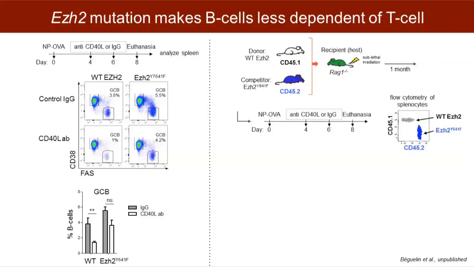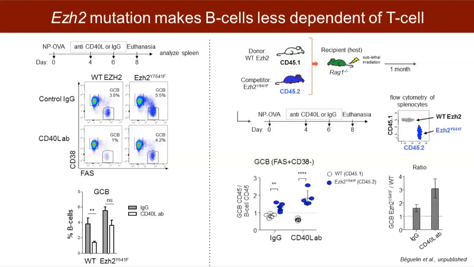One month after transplant to ensure engraftment, mice were immunized and treated with anti-CD40 ligand antibody. Mutant EZH2 germinal center B cells had a competitive advantage over wild type in expanding the germinal center. And this advantage was even greater when we blocked B cell T cell interactions, suggesting that EZH2 mutation makes germinal center B cells less dependent on T cell selection.